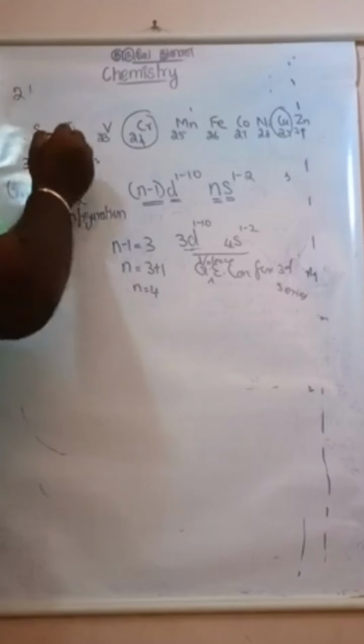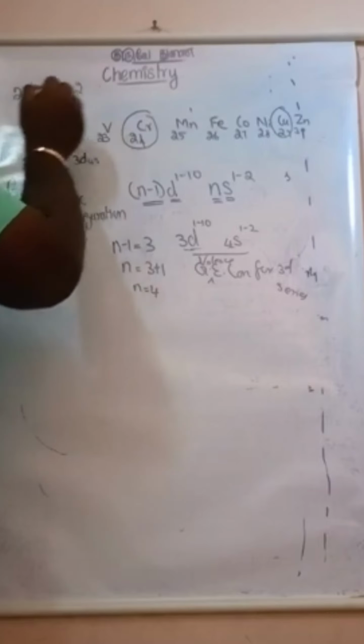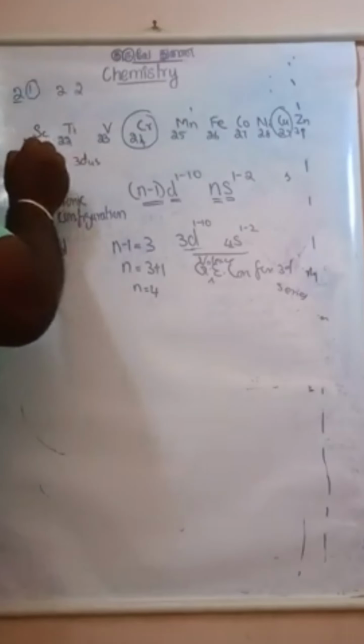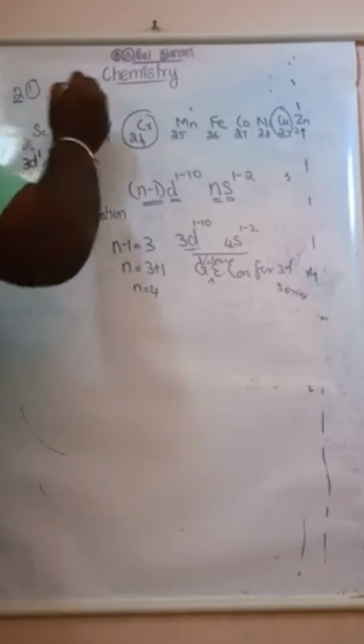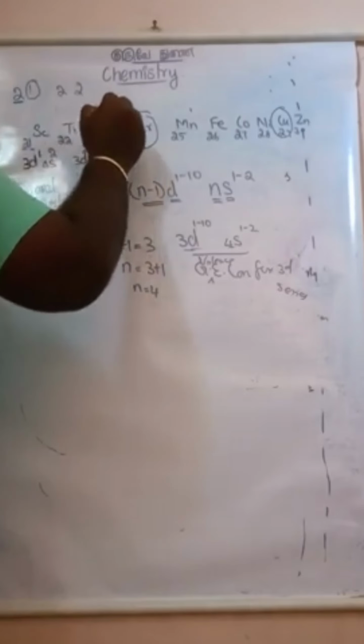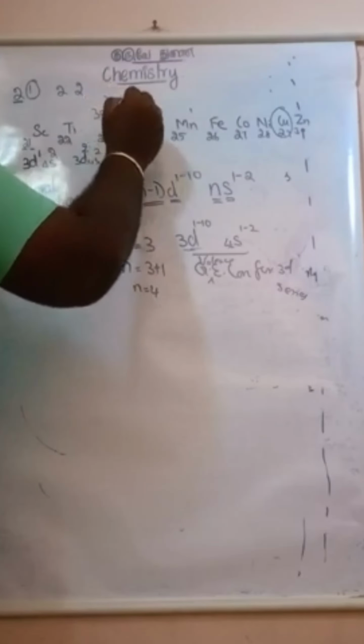Now what we have to do is separate this number: 2, 1, 2, 1. So first 2, 1. What is the second number? 1. So 1 electron will be present in 3d. What is the first number? 2. So 2 electrons will be present in 4s. Here 3d2, 4s2. Here 3d3, 4s2.